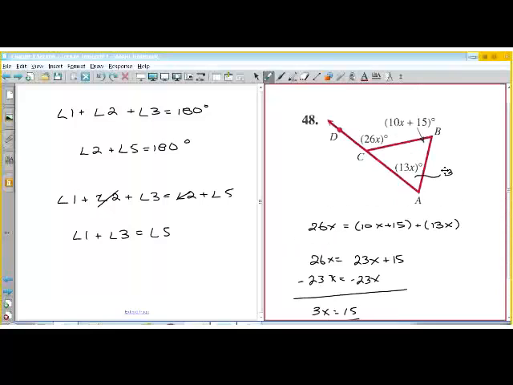And then we go back and plug it in. So 13 times 5 is 65 degrees. 10 times 5 plus 15 is 65 degrees. And 26x is going to be the sum of those two. So that's going to be 130 degrees. So the sum of the two opposite interior angles is equal to the exterior angle.